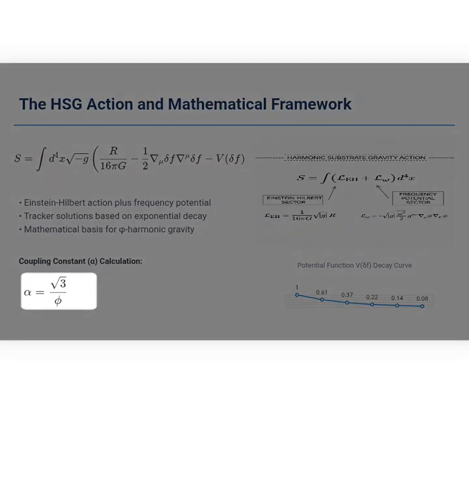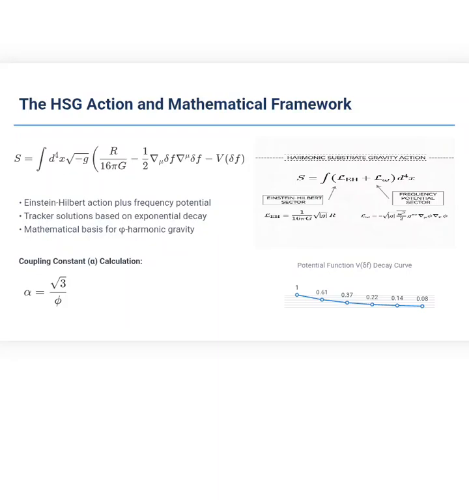A key highlight of this framework is the derivation of the coupling constant, alpha. As you can see, alpha is defined as the square root of 3 divided by the golden ratio, phi. Using the golden ratio isn't just aesthetic. It's mathematically necessary for the stability of the frequency harmonics in an expanding universe.